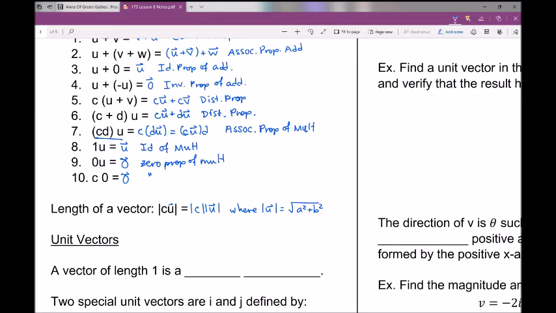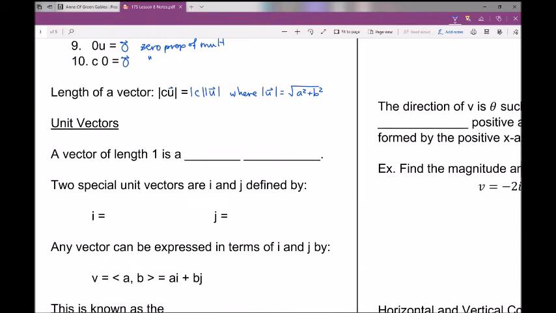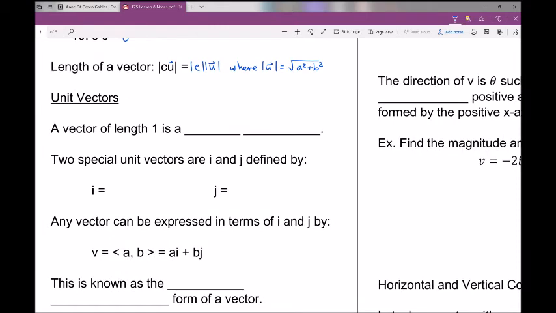Okay, so the next thing we want to talk about is what's called a unit vector. Any vector of length 1 is called a unit vector. Two really popular ones that we use are called i and j. And we give them these special names because they really define our xy coordinate system. So i is the vector 1, 0, and j is the vector 0, 1.